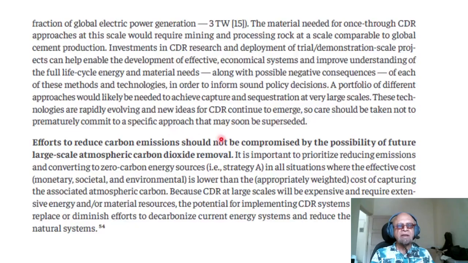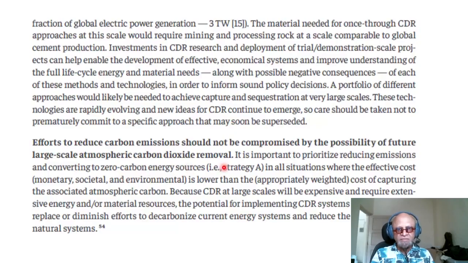These technologies are rapidly evolving and new ideas for CDR continue to emerge, so care should be taken not to prematurely commit to a specific approach that may soon be superseded. It depends on the investment. If you're going to invest $1 billion in something and that becomes much less efficient and more expensive than a newer method, then how quickly can you disinvest from those older or inefficient methods? Efforts to reduce carbon emissions should not be compromised by the possibility of future large-scale atmospheric carbon dioxide removal.